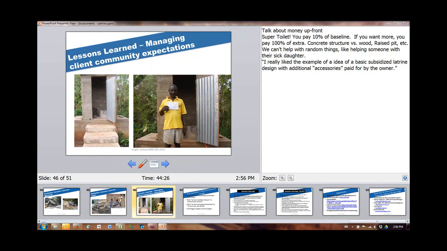Here's a very important thing. Managing client expectations, they should be paying 10% of the baseline latrine. If you want more, you should pay 100% of the extra. In other words, concrete structure versus a wood structure. A raised pit. In this example, this young man received both. He got a raised pit. He got a concrete superstructure instead of wood and just a normal squat. He paid for 100% of those extras.